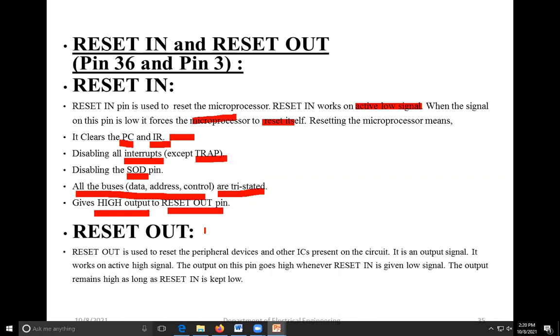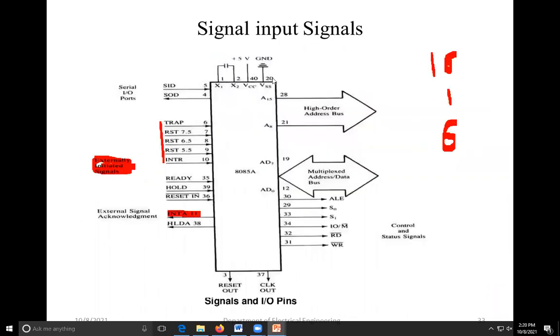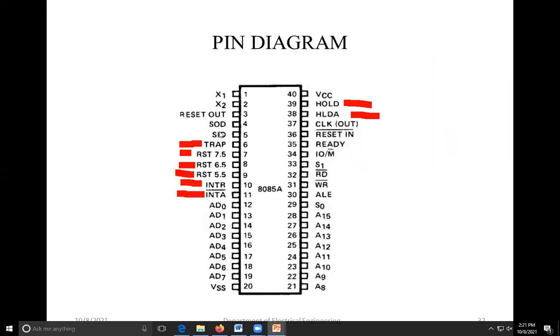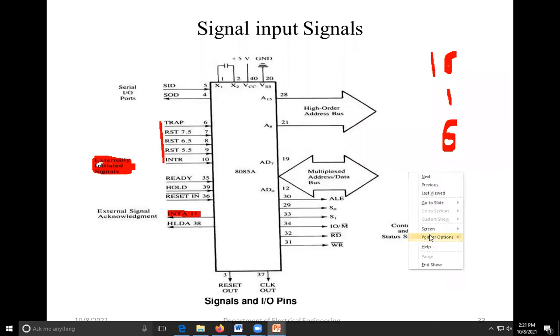The reset in pin is an active low pin. See in the diagram, this is the reset in pin, which goes to the 8085, and here is the reset out pin, which comes from the 8085. Reset in means you have to reset all the data, the address bus and data bus, and also the interrupts, but you can't reset the trap interrupt.